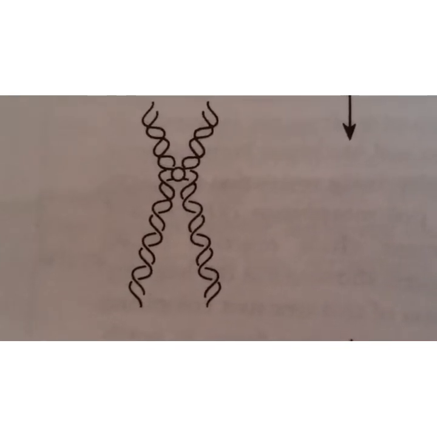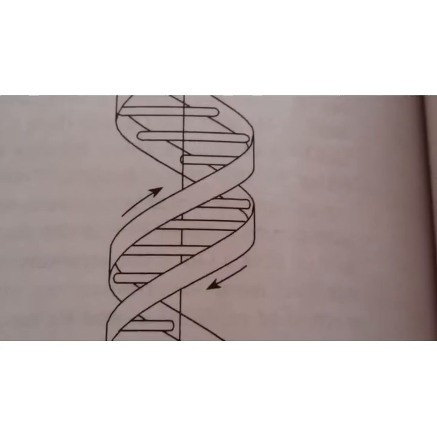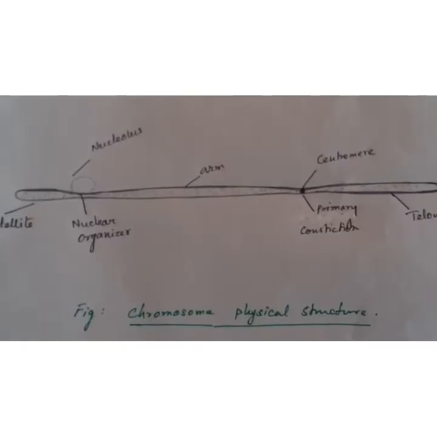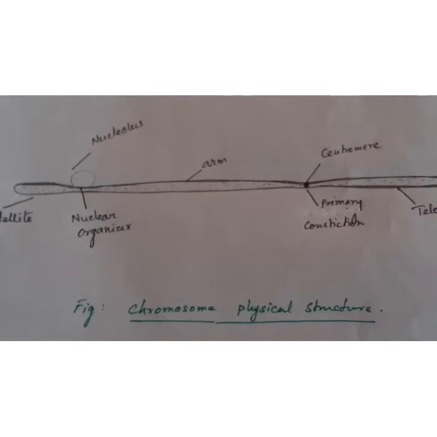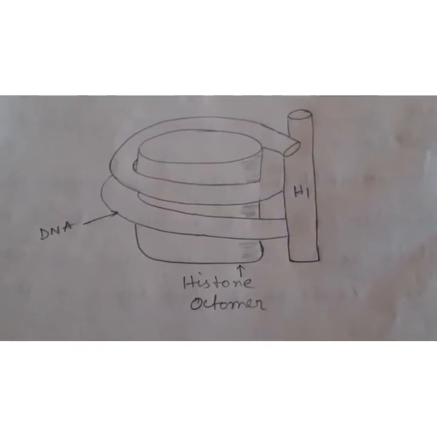Nucleic acids are of two types, DNA and RNA. Proteins could be of two types, histones and non-histones. Now, the chemical structure of chromosome.